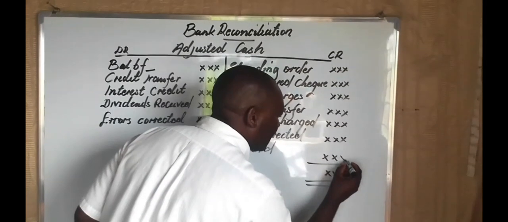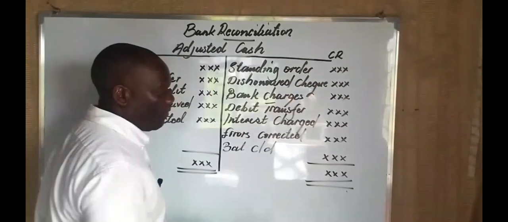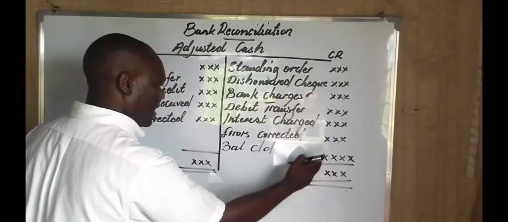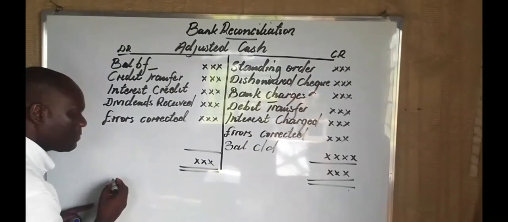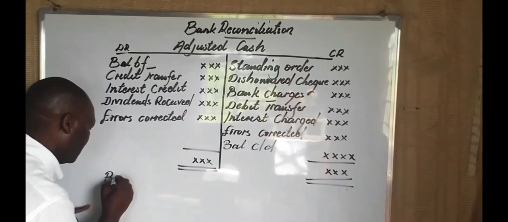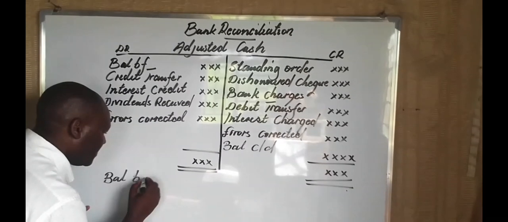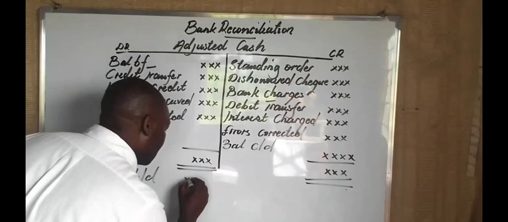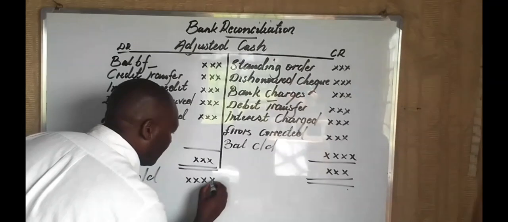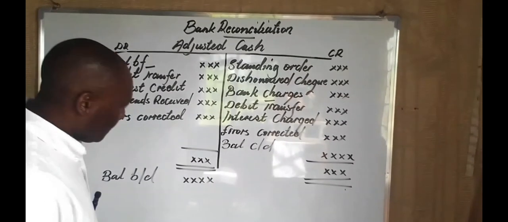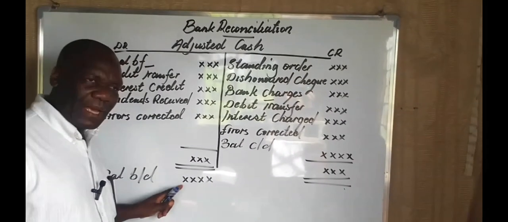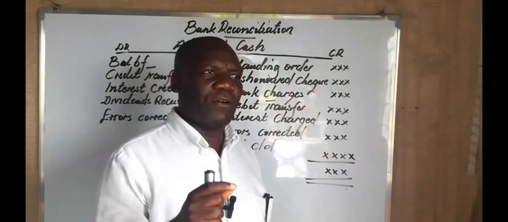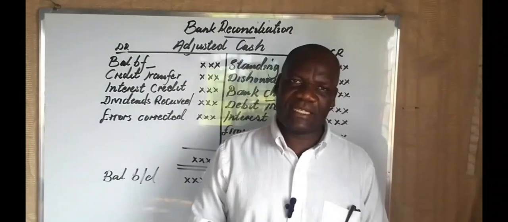Like this. Allow me to add 4 because this shows the difference. So the same amount here will come down as balance brought down, not forward. Okay? So the same figure will come there. This balance brought down is the balance that you are going to use in your bank reconciliation statement.